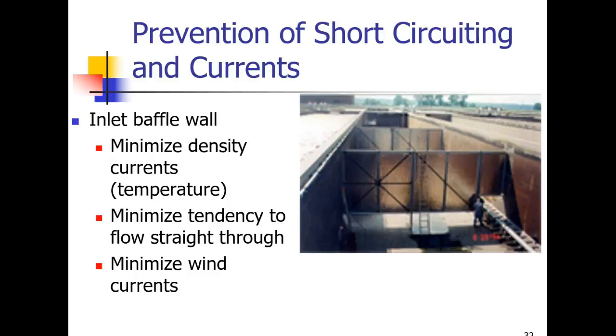So what do we do to prevent that? Well, we put baffles in. So you have an inlet baffle wall which minimizes the density in the currents and the temperature, minimizes the tendency to flow straight through, and it minimizes the wind currents. So, by putting these baffles in these big holding tanks that we have, basically basins, it slows it down and it controls that.